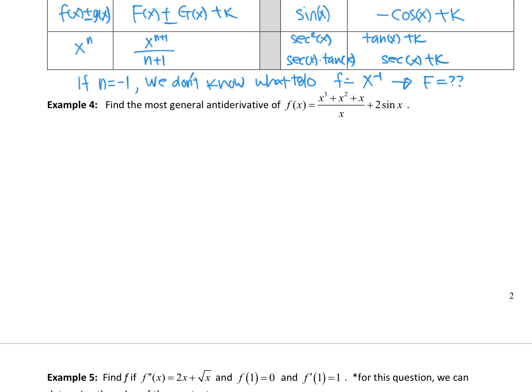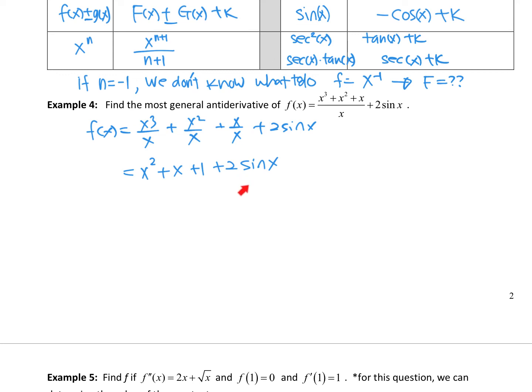But what I can do is split these fractions into just addition. So I can rewrite f of x as x cubed over x plus x squared over x plus x over x plus 2 sine x. So that's x squared plus x plus 1 plus 2 sine x. All right, so once I have it like that, I know what to do. With all these things added, I basically have to calculate each one separately, and I don't add them all up.